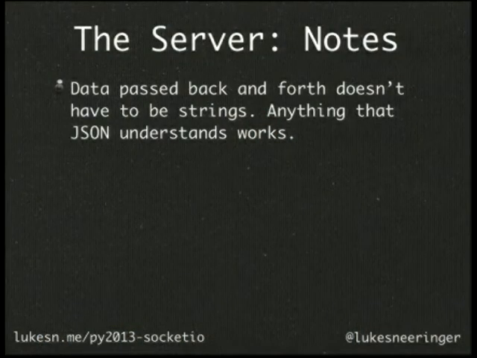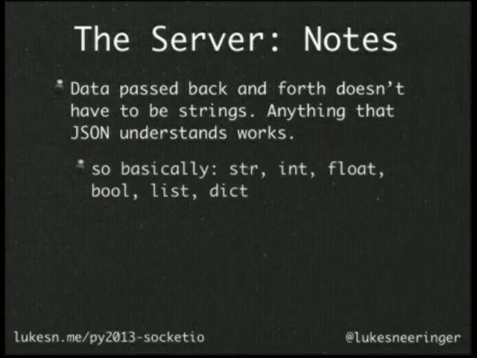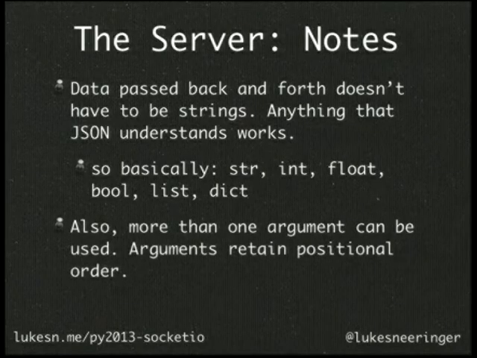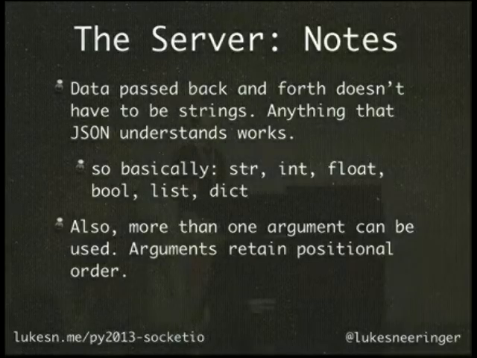Data passed back and forth doesn't have to be strings. Anything that will run through json.dumps will work, which basically means that you have available to you strings, ints, floats, bools, lists, and dicts. You can't send down Python classes, at least not in most cases unless you're doing some fancy things. You can send one argument or you can send more than one. So if you would like to send a dict that has all the stuff that you need, you can do that. If you want to send a set of arguments in positional order, you can do that. They will maintain their positional order. JavaScript does not support keyword arguments, so you can't do that.